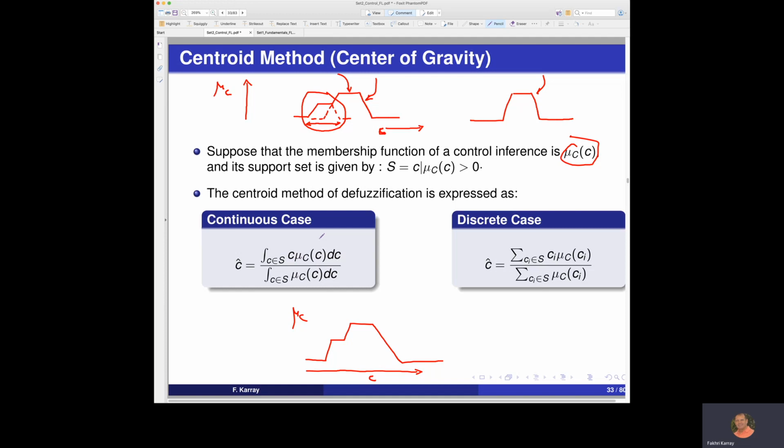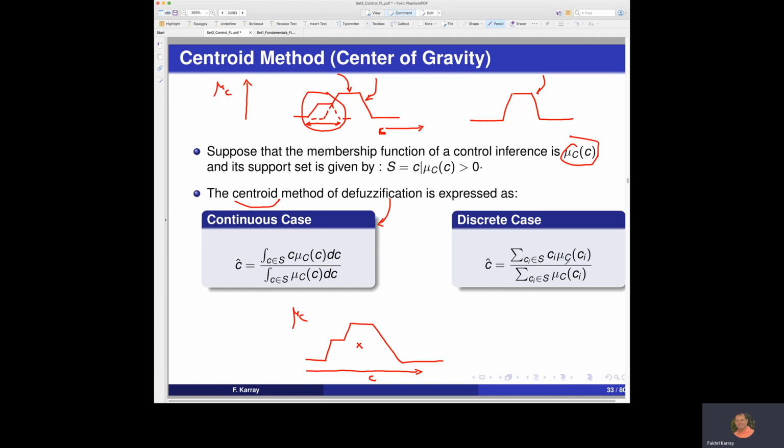So the usual case of the centroid method is a little bit complicated, so you have to find the center of gravity of all this particular area. That's why we call it the centroid method. So the centroid method is the more difficult type of representation for this system. And it is quite difficult because we have to integrate all these membership functions times the variable C, and then divide it by the whole area of mu C(C). So this is the continuous case for this particular representation.